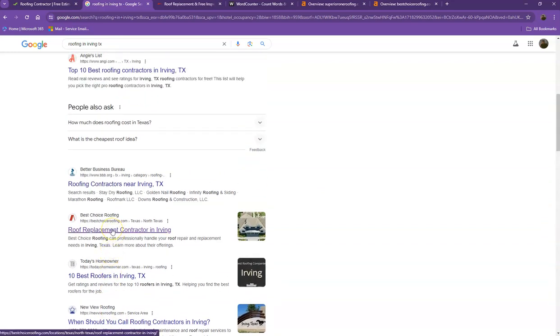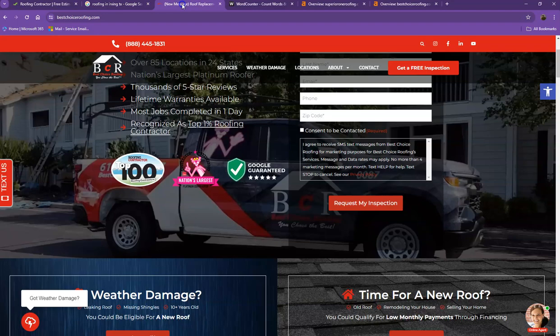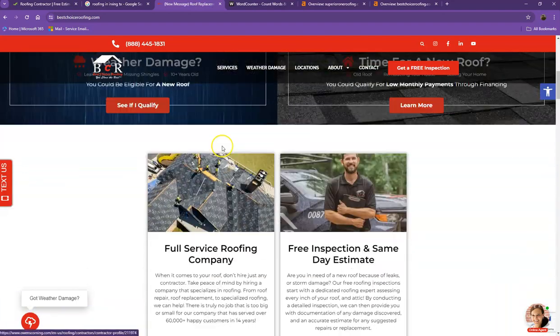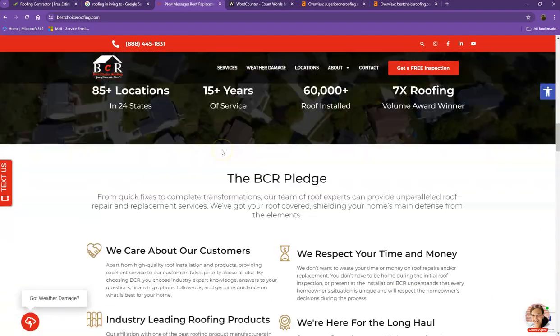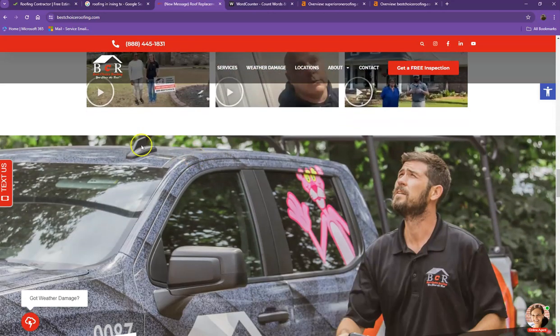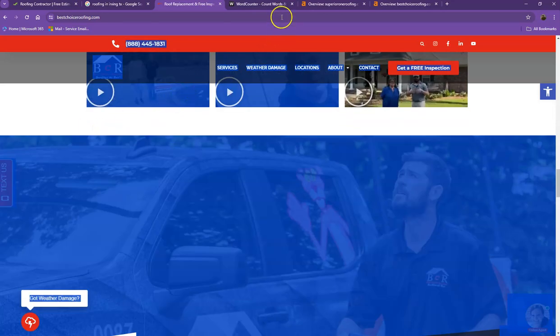So I pulled up one of the top ranking websites and let's see what they have differently. For their website, they also have their logo at the top. They have good photos, nice layout, good amount of content, the services they offer, and a pretty good portfolio as well. Let's see how many words they have on their homepage.